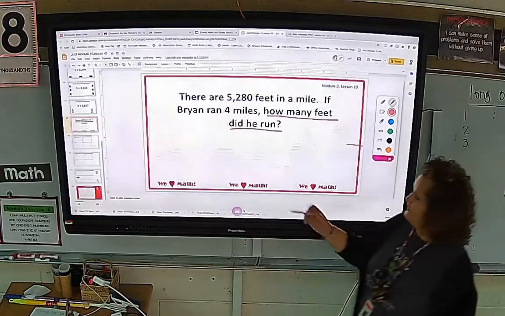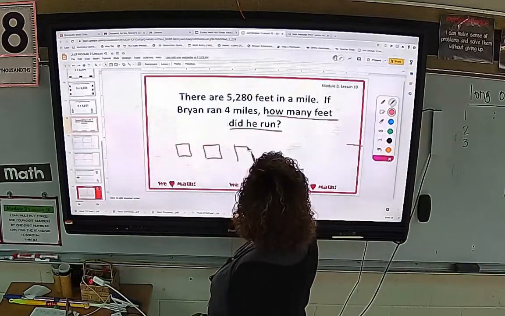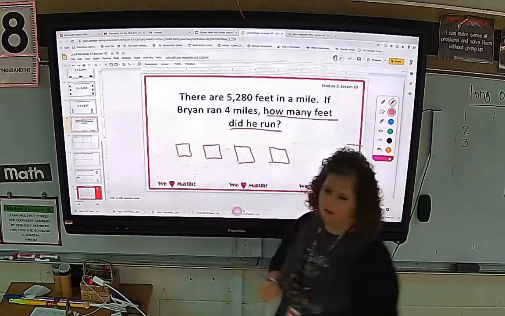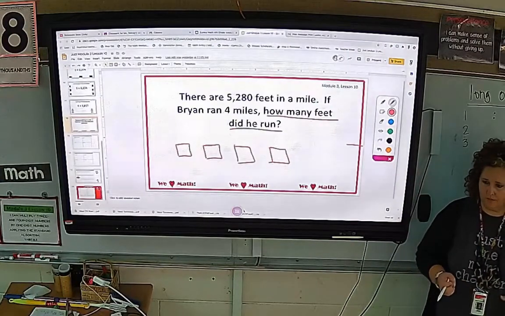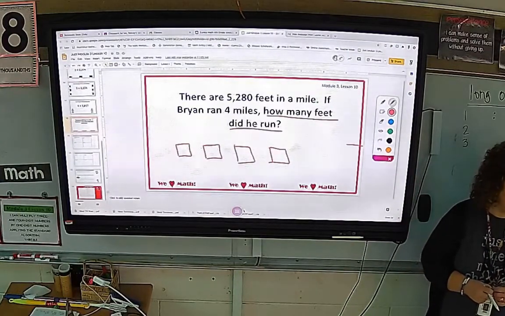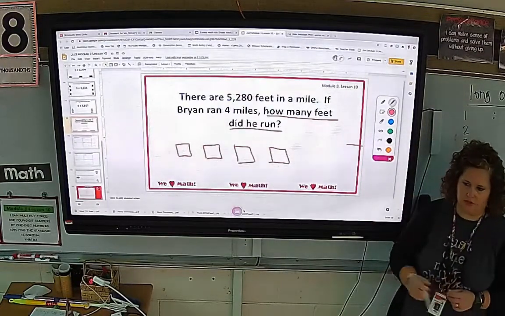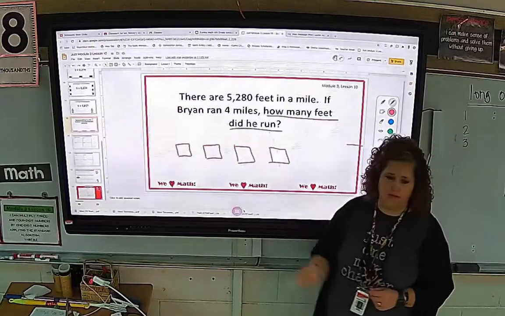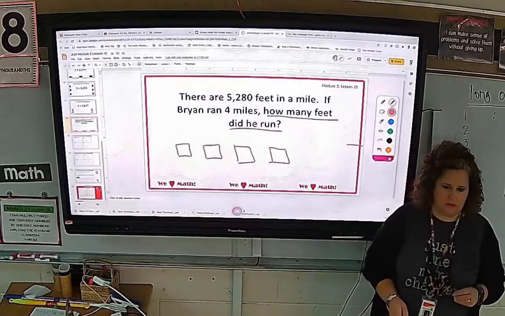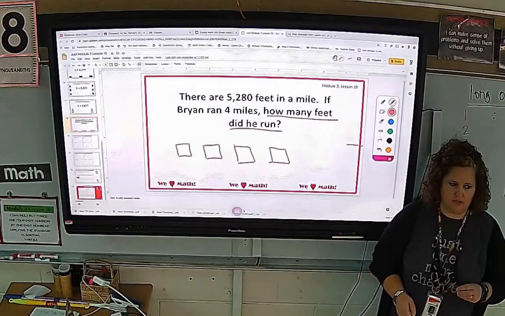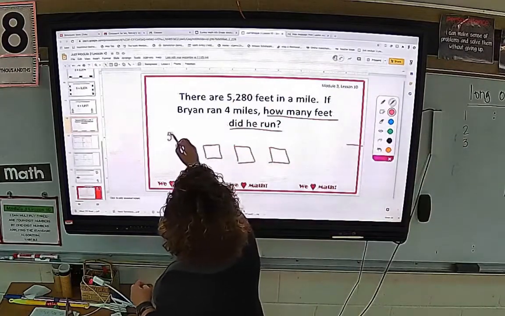Okay. What if I just did this? Would that help anybody? Could it? A little bit. What could I put beside each of those? He ran 4 miles. Let's say this is like a track and he's running around that track and each of those is a mile and each of those is how many feet? 5,280. Every one of these is 5,280.